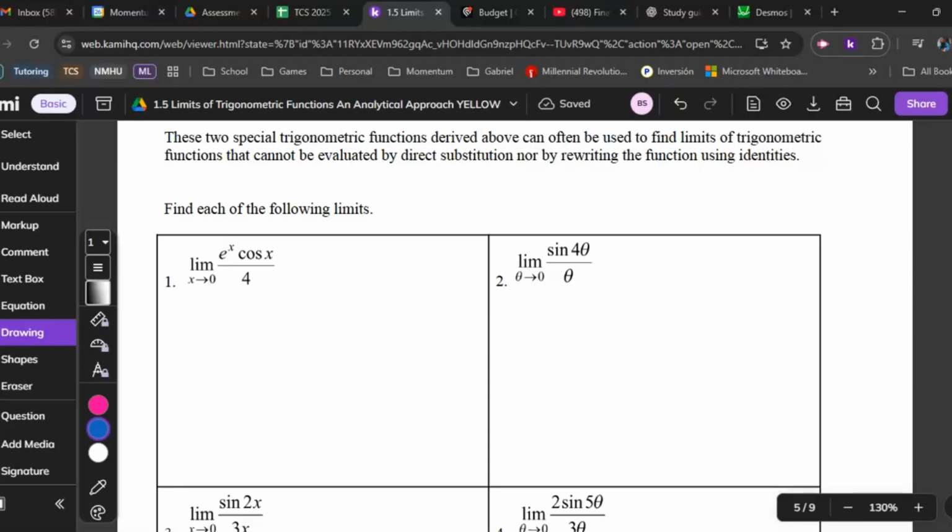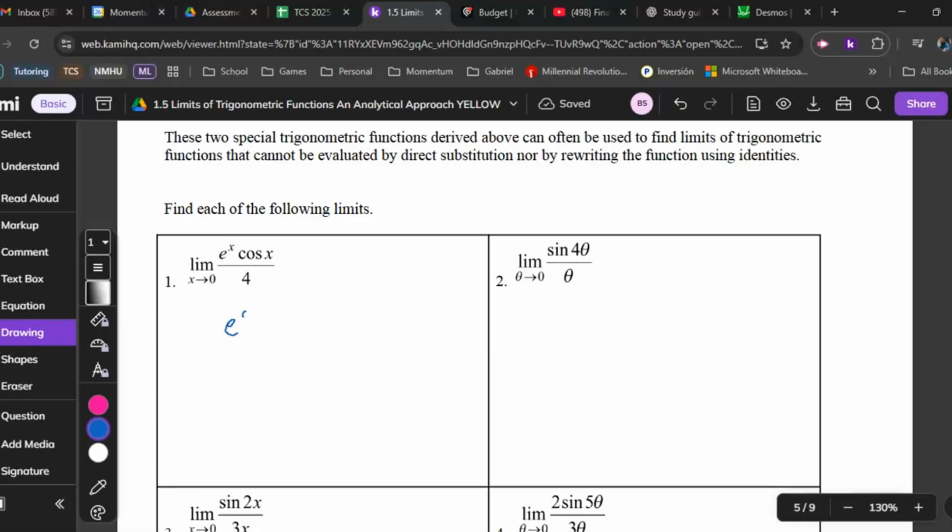Can an exponential ever be undefined? Can an exponential function ever be undefined? Is the domain all real numbers, or is it going to have a problem somewhere? Yeah, all real numbers. What about cosine, a trigonometric function? Yeah, same thing. These are both defined everywhere. So a number defined everywhere times a number defined everywhere is fine, right? So all we need to do is plug it in.